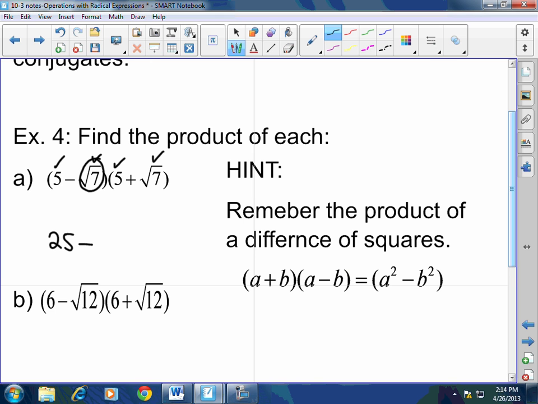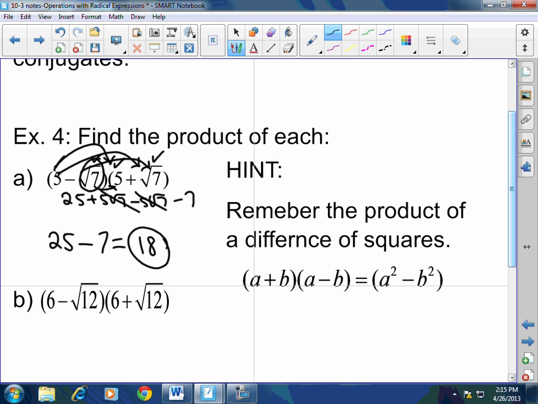What's the square root of 7 squared? 7, which would equal 18. Now, let's do the long way. 5 times 5 is 25. Plus 5 square root of 7 minus 5 square root of 7 minus 7. Those cancel. 25 minus 7 is 18. But darn it, it's so much easier to work with it that way.